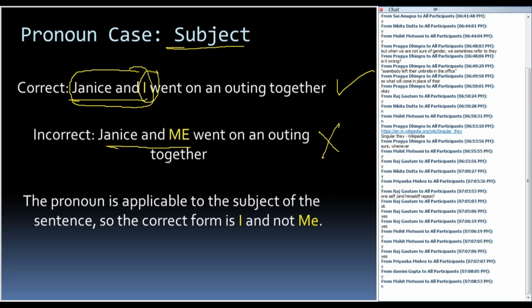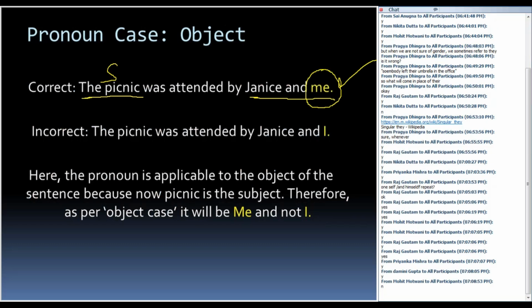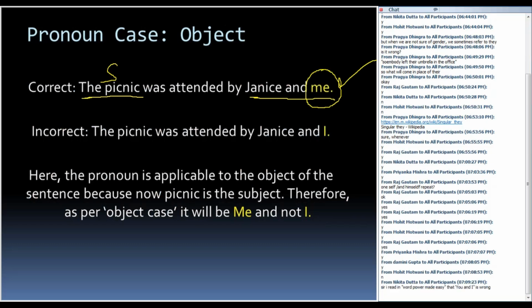Similarly, over here, in the objective case, we say the picnic, which is the subject. The picnic was attended by Janice and me. Correct. Now, the pronoun that I have used is in the objective case. But can I say the picnic was attended by Janice and I? No, it's wrong because I is the subjective case, whereas the pronoun is used in the object of the sentence, so it is wrong.